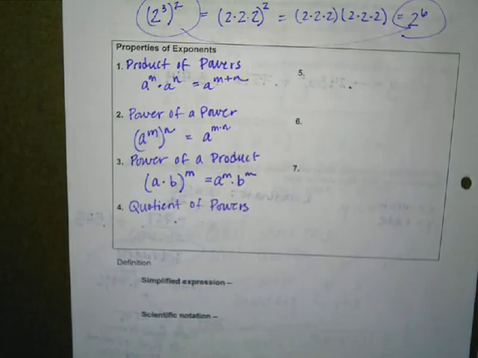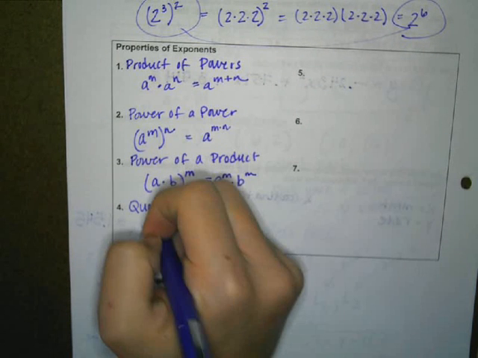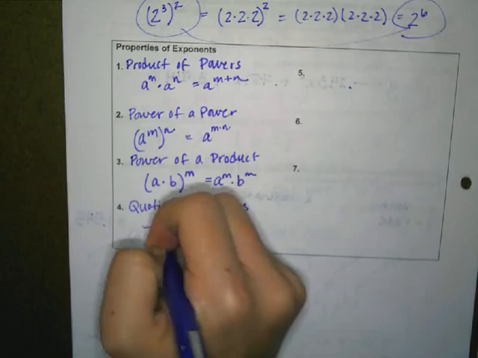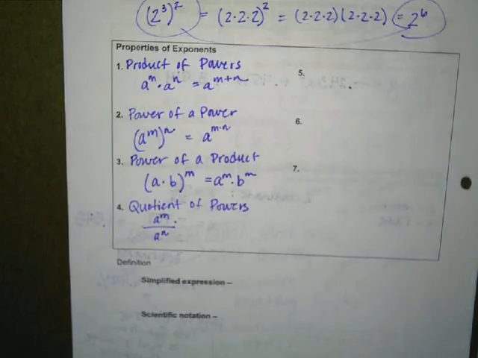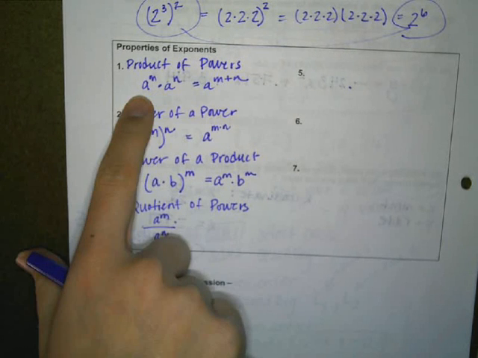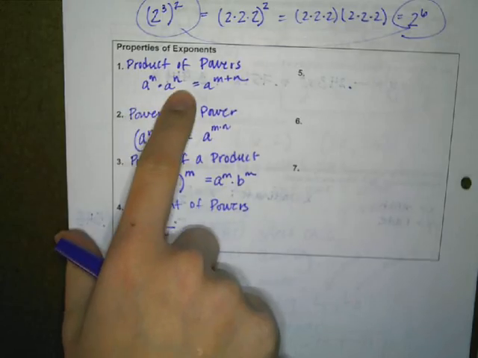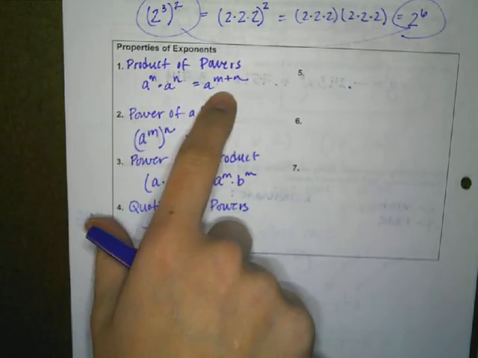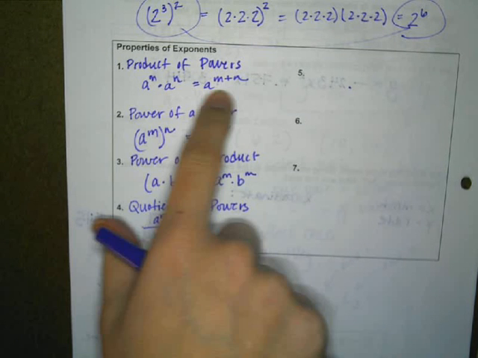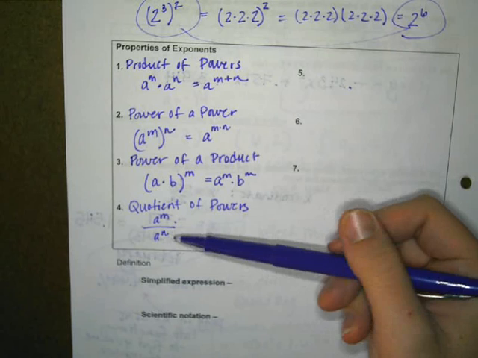Quotient means what? Dividing, yes. So it's going to look similar to this one, except now we're going to be dividing. Let's think through this logically. When I multiply two things with the same base, like 2 cubed times 2 squared, to simplify we ended up adding. So when you multiply powers, you add the exponents. Now if we're dividing, we're going to be subtracting the exponents.